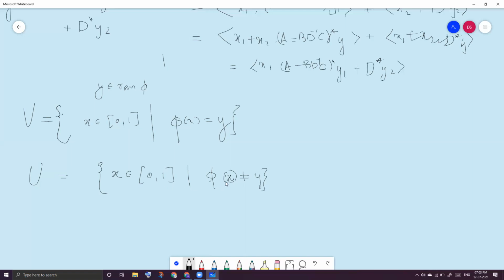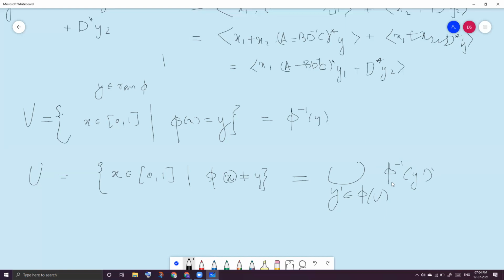U is also something similar that can be done. So any point in U can attain some value. If y dash is in phi of U, then it is phi inverse of y dash. Actually, this V was actually phi inverse of y.